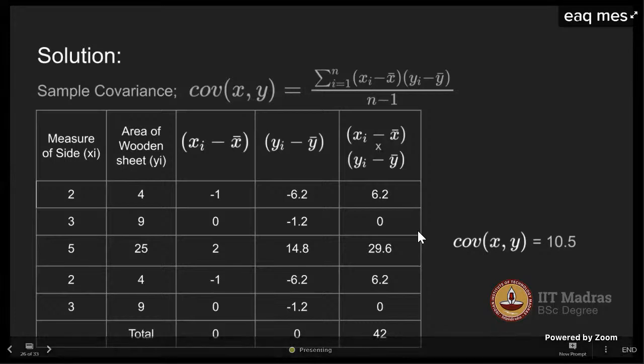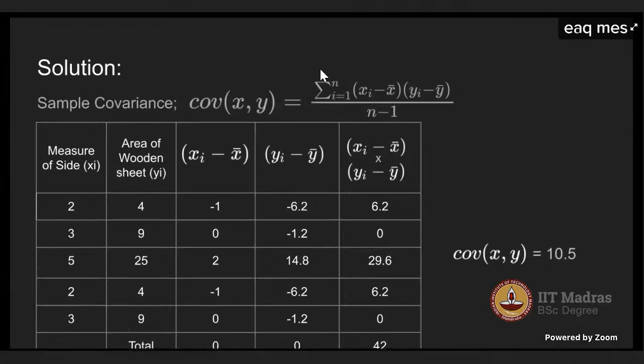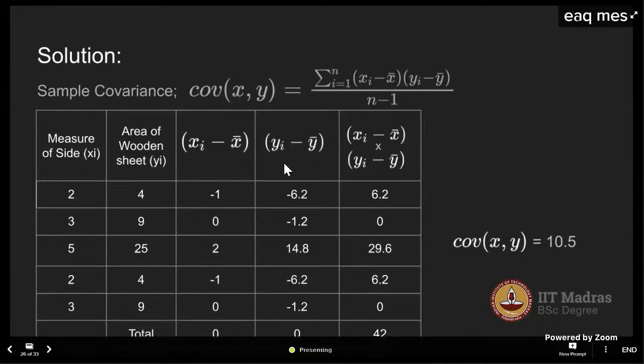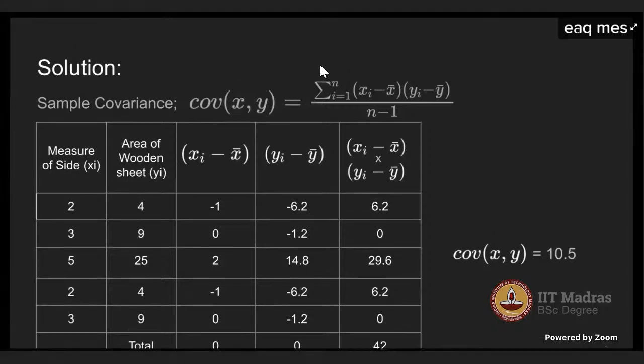Sorry, sir, can you repeat? Sir, the summation of xi minus x bar is coming 0? Yes, the summation of xi minus x bar will always be 0, in every case. Likewise for yi minus y bar. That's a property, and a good thing to notice.